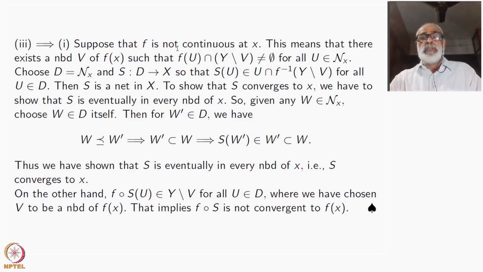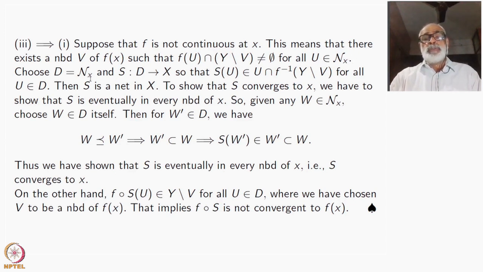Start with the assumption that f is not continuous at x. This just means that there is one neighborhood V of f(x) such that for no neighborhood U of x, f(U) will be contained inside V, right? Which is the same thing as saying that f(U) intersection Y minus V is non-empty. It is not contained inside V means Y minus V intersects f(U). So, this happens for every neighborhood U of x.